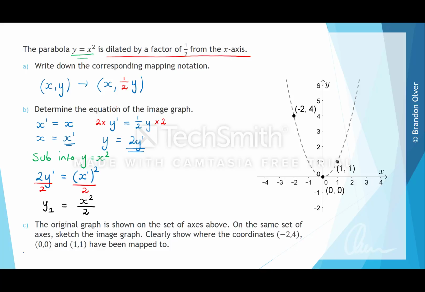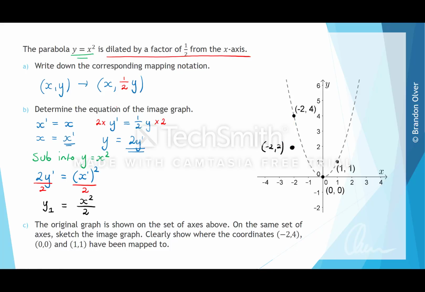For part C, we have the original graph that is shown on the set of axes. And on the same set of axes, we want to sketch the image graph, and we want to clearly show where the coordinates (-2, 4), (0, 0), and (1, 1) have been mapped to. So if we dilate by a factor of a half from the x-axis, that means our points are going to move halfway back towards the x-axis. So the point that was at (-2, 4) is now going to be at (-2, 2).